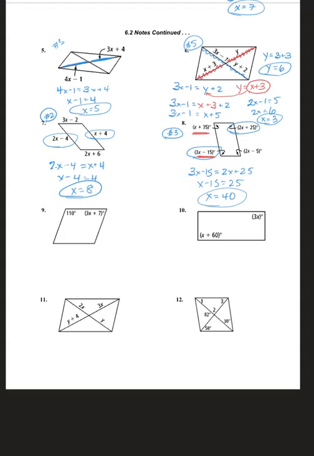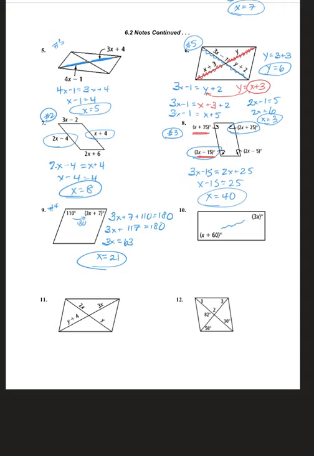Okay, looking at number 9, now this one looks like property number 4 again. These angles are right next to each other, so that means they have to add up to 180. So 3x plus 7 plus 110 equals 180. So 3x plus 117 equals 180. That looks better. Subtract 117 from both sides, and you're going to get 3x equals 63. And then we divide by 3, we get x equals 21.